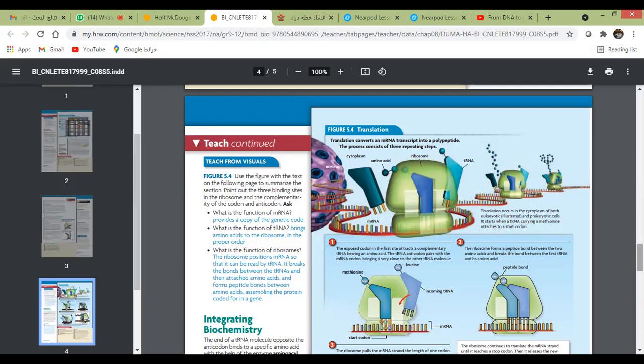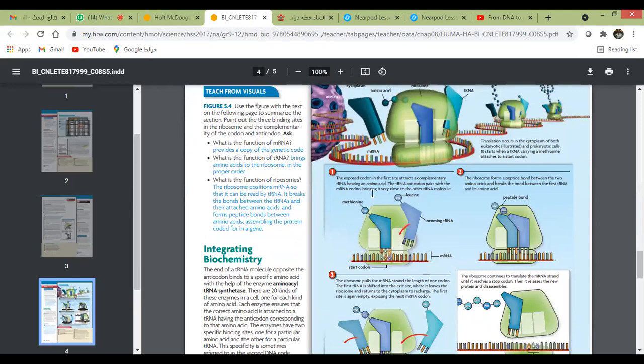Now here we said the exposed codon in the first site attracts a complementary tRNA, one that has the anticodon. I have AUG, so it attracts the anticodon UAC. Okay? And of course this tRNA is carrying the amino acid that is needed. Now it starts with methionine, then after attracting, leucine comes and binds. Now the ribosome forms a peptide bond.